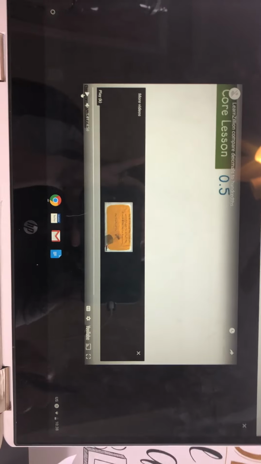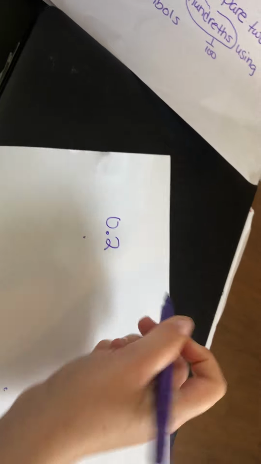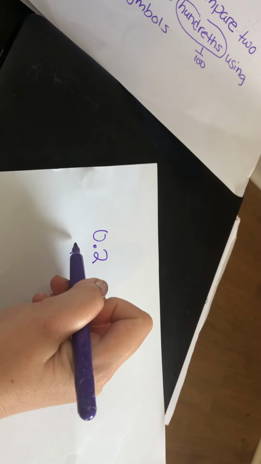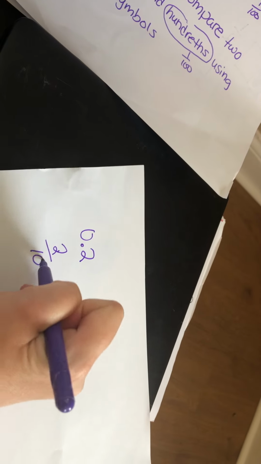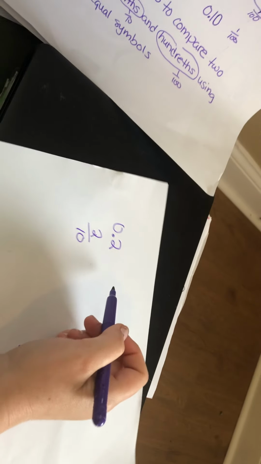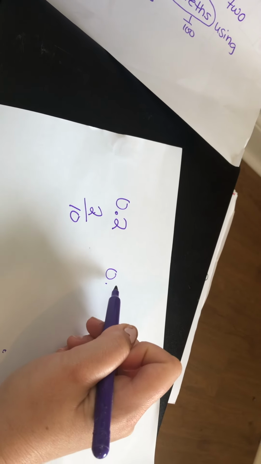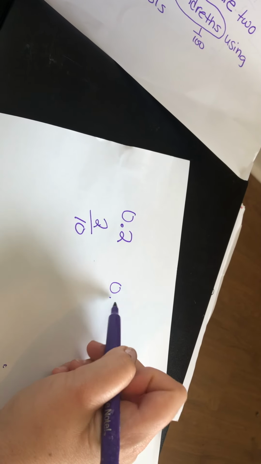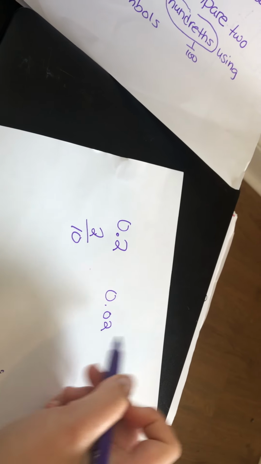So 2 tenths and 20 hundredths are 2 ways to represent the same amount. Okay, they are the same. Remember that word equivalent we were learning? So she just said 2 tenths, which is the same thing as what? This. Okay, and 20 hundredths, which is the same thing as this.